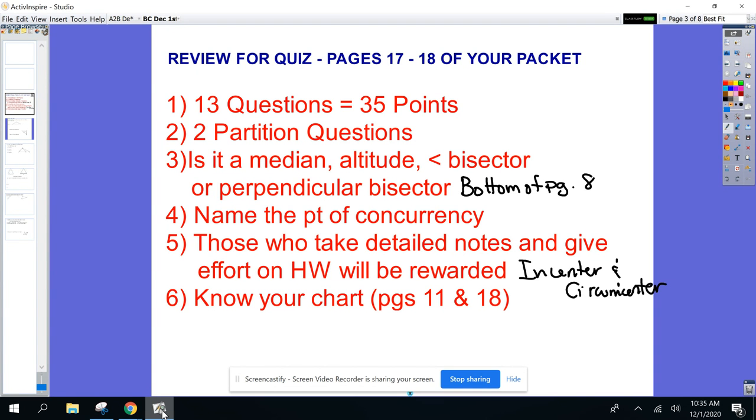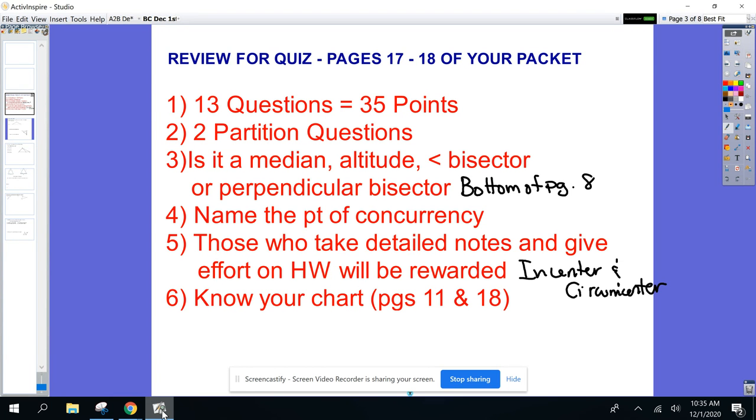Name that point of concurrency. Guys, I'm just going to come straight out tomorrow on the quiz and ask a question like, I have 3 perpendicular bisectors. They all meet at the blank. And do you know it or you don't? I am going to test you on the vocabulary tomorrow. Hey, all the angle bisectors intersect at the blank. Do we know it or not? So that's what I mean by name the point of concurrency.